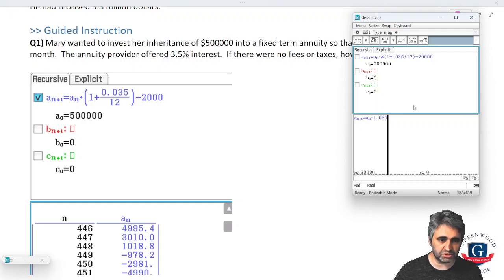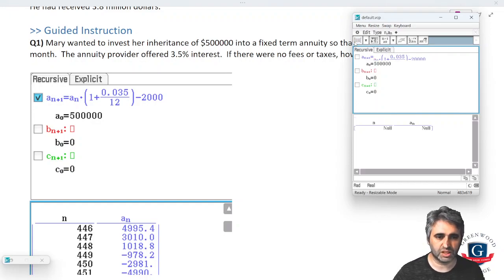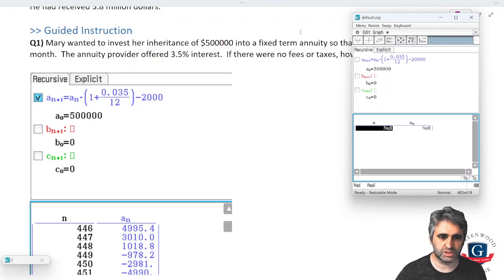Oops, some illegal syntax here. What would that be? That? Nope. There we go. Click that one.